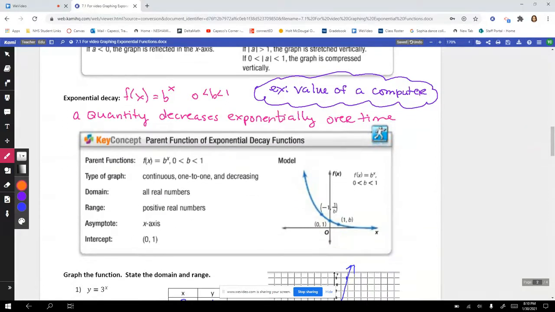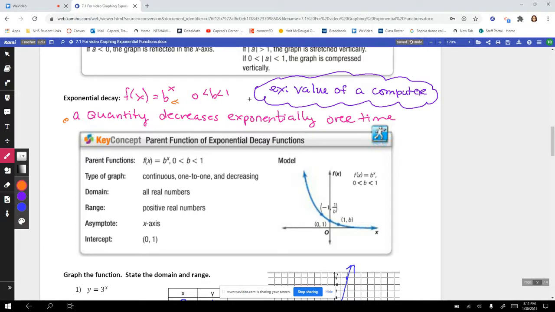All right, now let's talk about some exponential decay. It again sounds like what it is. It's an exponential decay. A quantity decreases exponentially over time. Very quickly, it decreases. Now, with that, we have to make sure that we're paying attention to what our values are. So our b value here is going to be between 0 and 1.